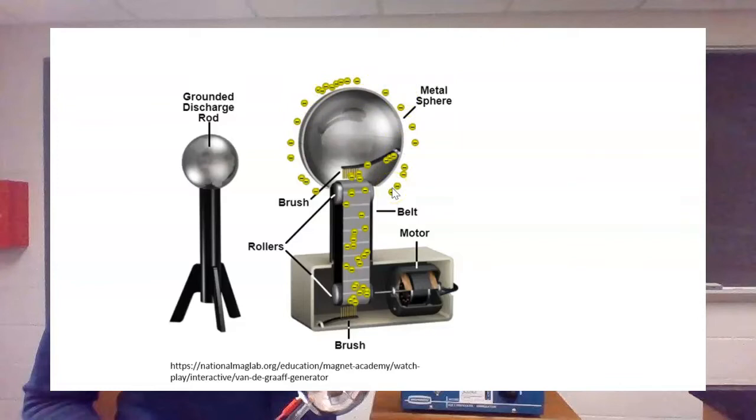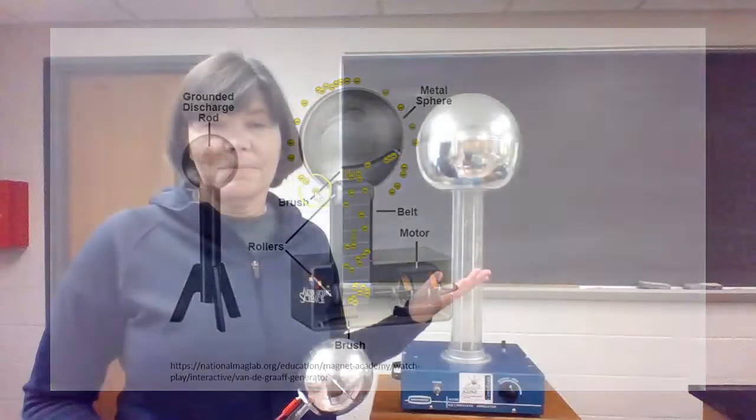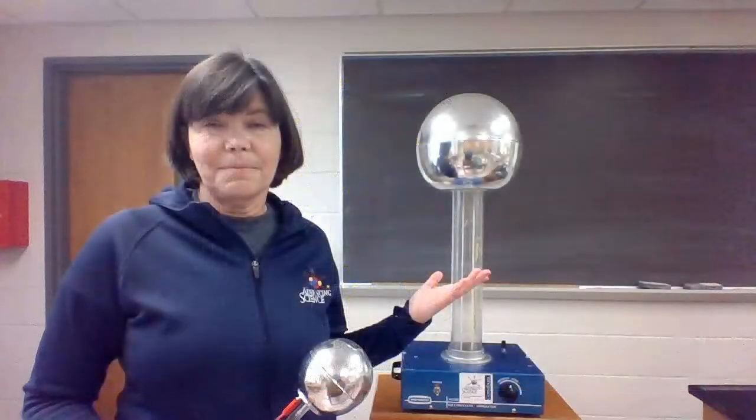Keep in mind, as we use this Van de Graaff generator, that all of these have the same charge. This is represented as electrons. It can also be protons too, but we'll represent them as electrons today. Electrons, they all have the same charge. They want to repel.